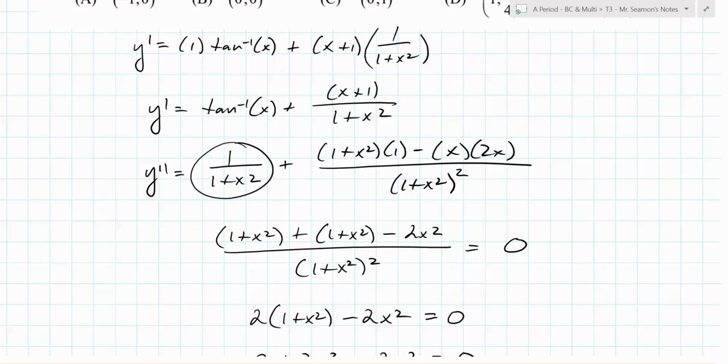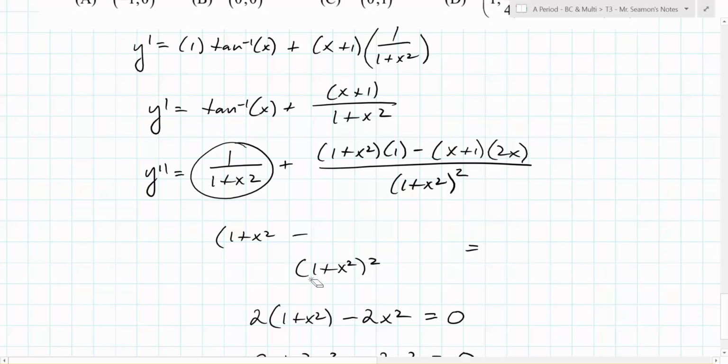Oh, I see. So this is supposed to be x squared. This is supposed to be x plus 1, right? Like this, times 2x. Thank you.